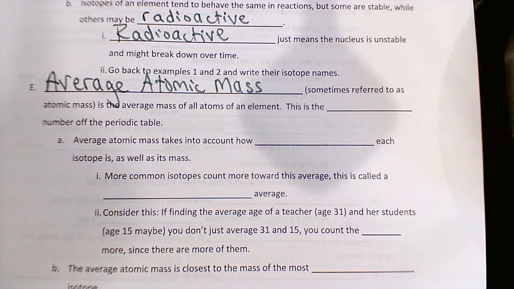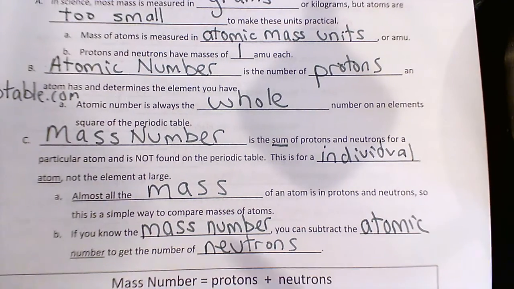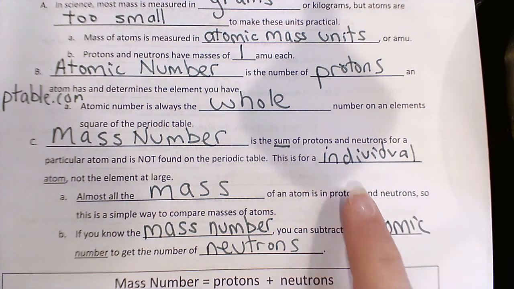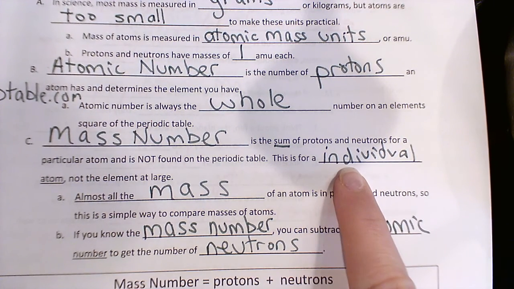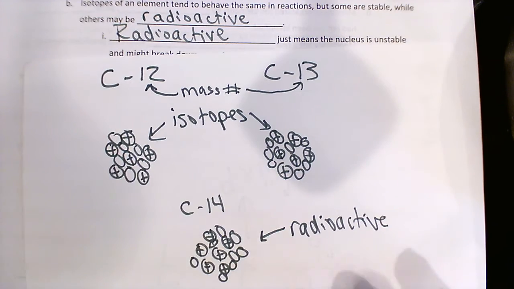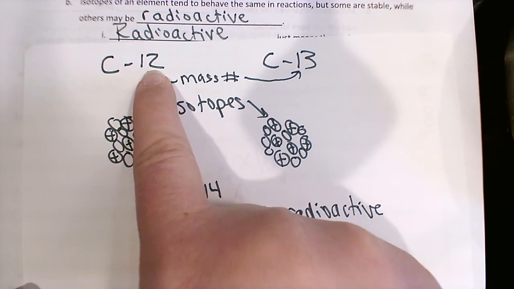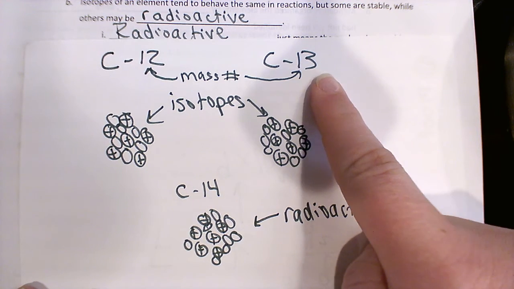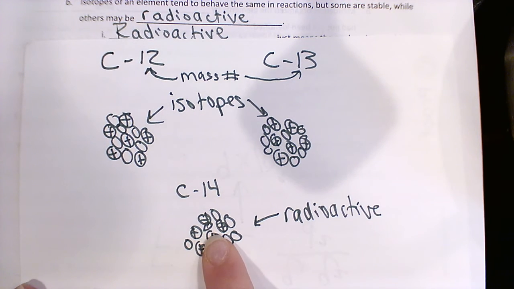Okay. So this is one that people get really, really mixed up with mass number. Okay, and here's the difference. This one, again, is for an individual atom, for one single atom. Okay, so like the mass number for this nucleus is 12. The mass number for this nucleus is 13. The mass number for this nucleus is 14.